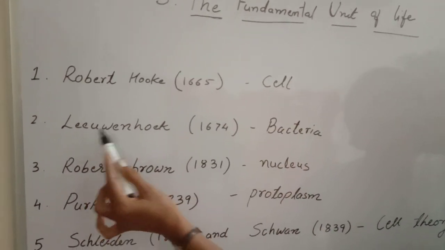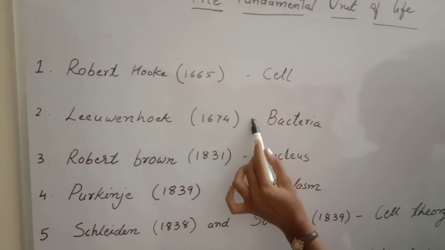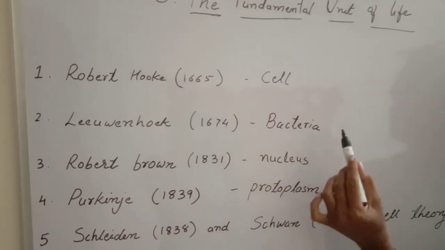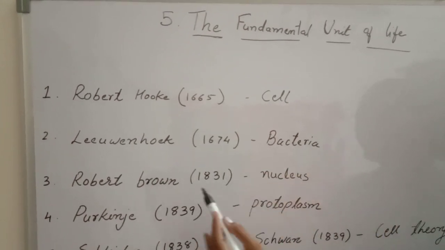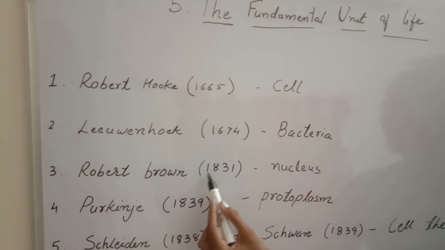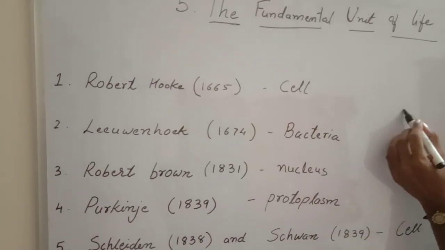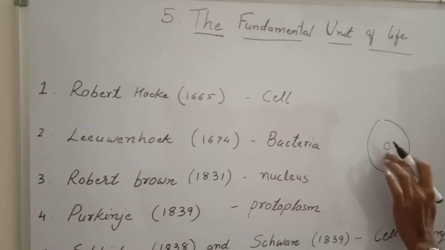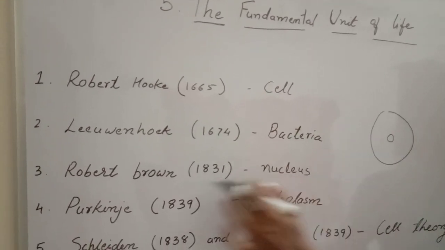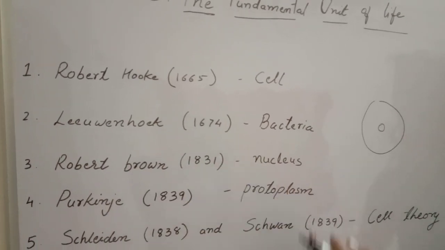Second comes Leeuwenhoek. In 1674, he saw a free-living bacteria through a microscope, but it was a somewhat improved microscope. Third, Robert Brown. In 1831, he discovered the nucleus, which is present in the center of the cell. So the nucleus was seen with the help of a microscope by Robert Brown in 1831.